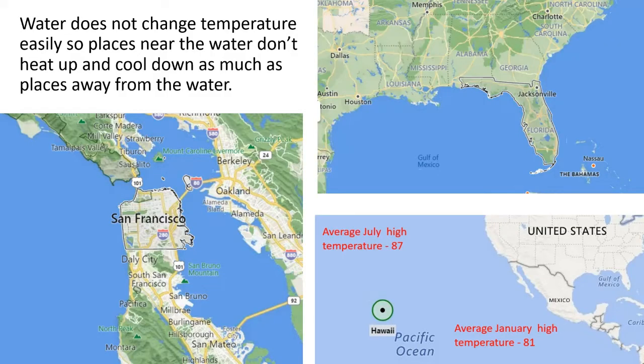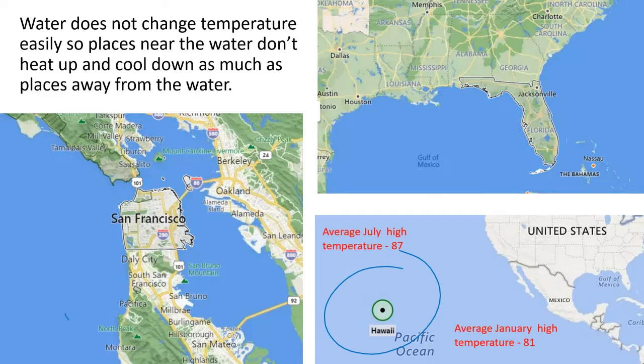We now also know that water does not change temperature easily, so places near the water don't heat up and cool down as much as places away from the water. We use the example of Hawaii, which is an island in the middle of the Pacific Ocean. So much water around it, it's just not going to get too hot and too cold.